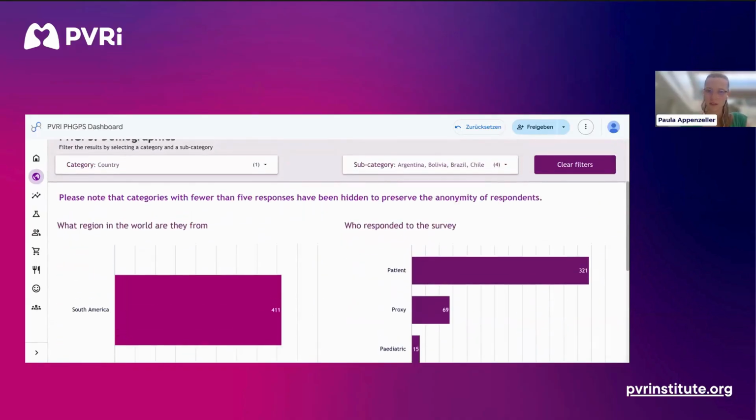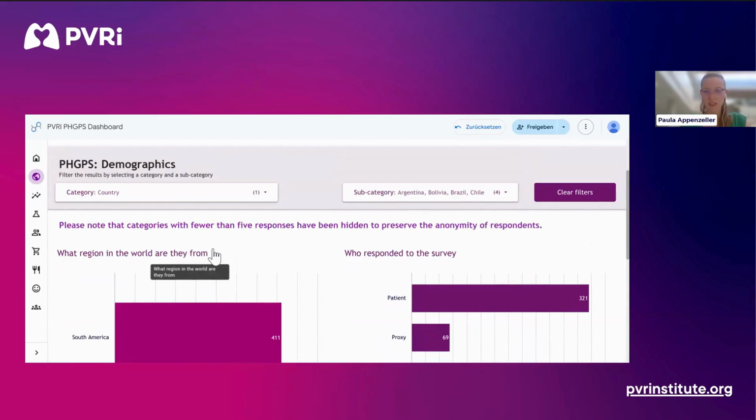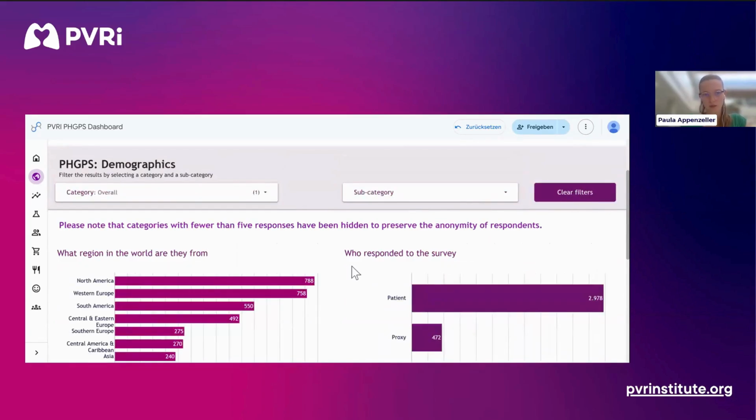If we're finished with our selection, we can use this button to clear filters, and we'll go back to the overall view. This was the first example. You're also welcome to put questions in the chat as we go along. If you have any questions, I will try to keep an eye on it.